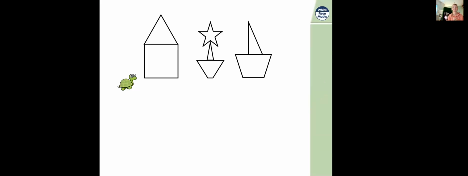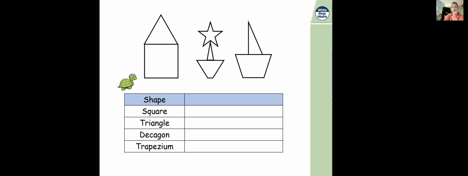Let's learn. Oh, hi, little turtle. Oh, it's a tortoise. Hello, Mr. Tortoise. What have you got here for us? Oh, look at those nice shaped pictures, children. There's a whole range of different shapes there, aren't there? I wonder what it's going to ask us to do. Here's a table. Let's read the shape names that are in that table. We've got squares, triangles, decagon, and trapezium.